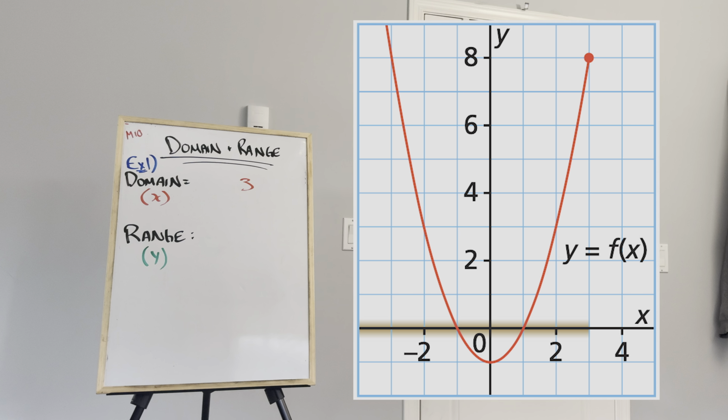Now, what's the lowest that x can go? Well, it goes on forever. It can continue to go negative infinite. So that means our domain, all the x values are either 3 or they're less than 3.